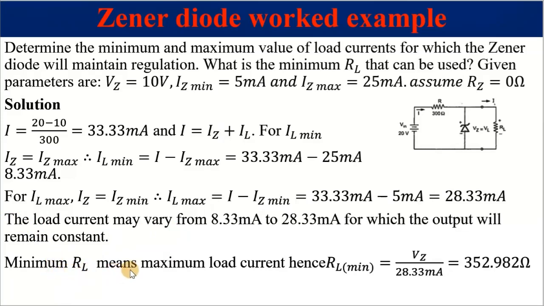Now the second part: minimum RL, it means load current is maximum. So you simply say this is constant, and you divide it by the maximum load current, which is this current. So this is the second part. Hope I've tried to explain myself. And guys, take an electronic devices and circuits textbook and go through any worked example or any questions. And if you find some challenges, I'm there to help you.